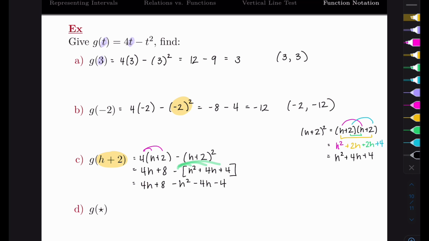And then a little bit of condensing. I've got 4h minus 4h. Luckily, those cancel each other out. And then plus 8 minus 4. Those combine to positive 4. And then we've got minus h squared. Okay. For this last one, it's really just to solidify the point. If I take g and evaluate it at star, all of my t's are going to get replaced by star. Okay. No matter how funky the expression is in there, the entire variable gets replaced by the entire expression.